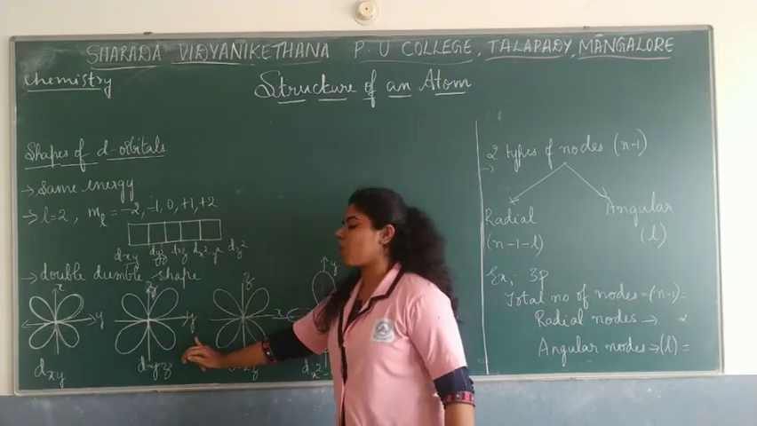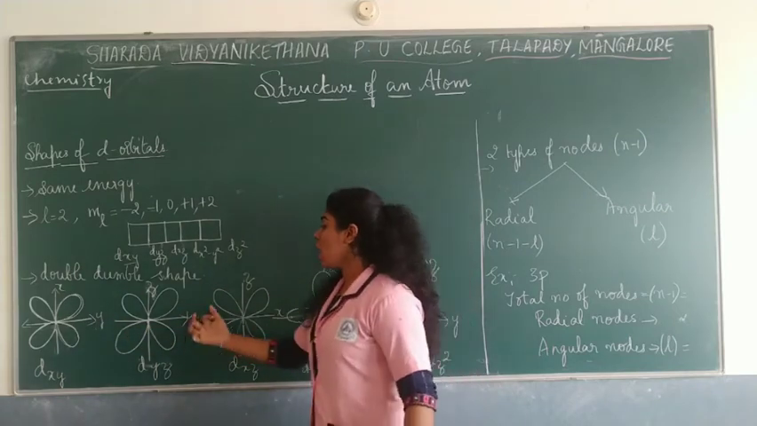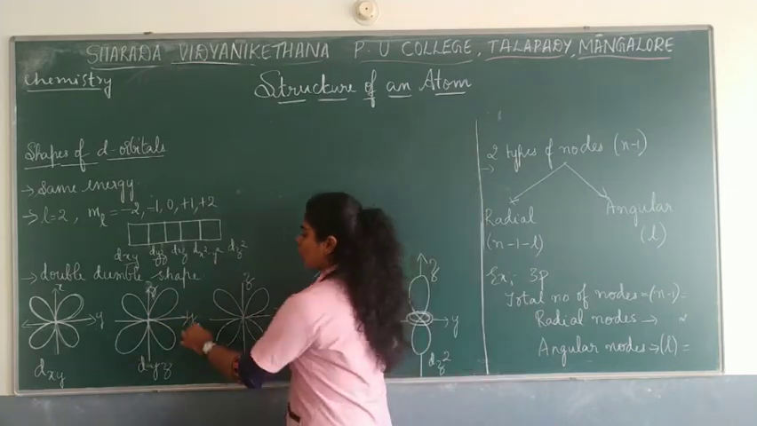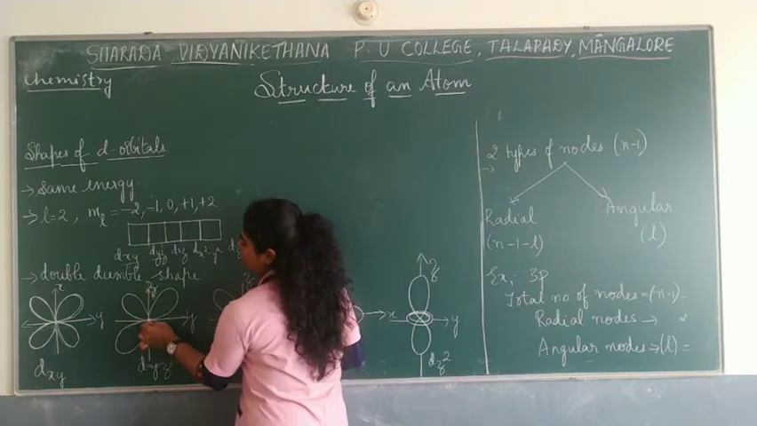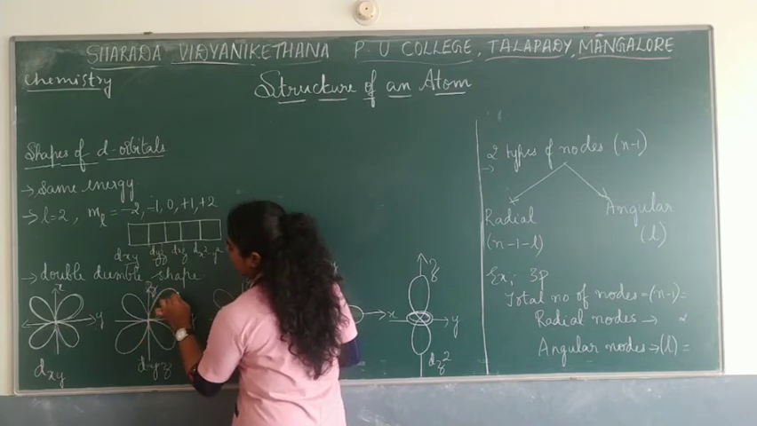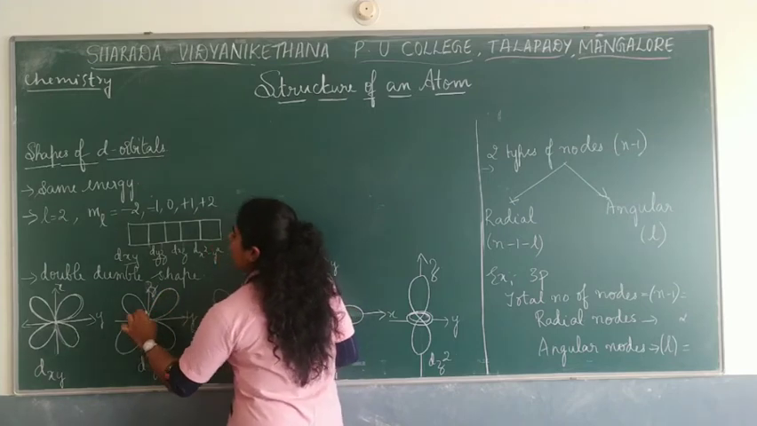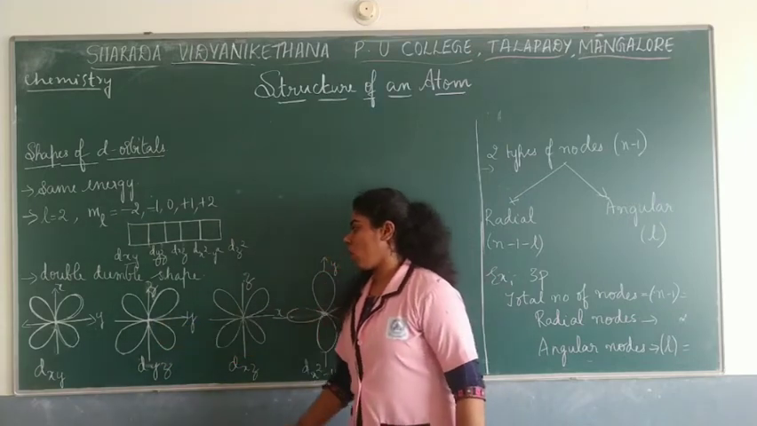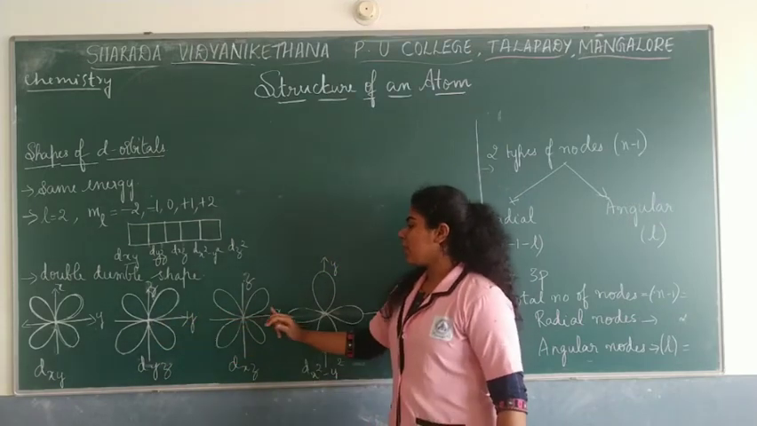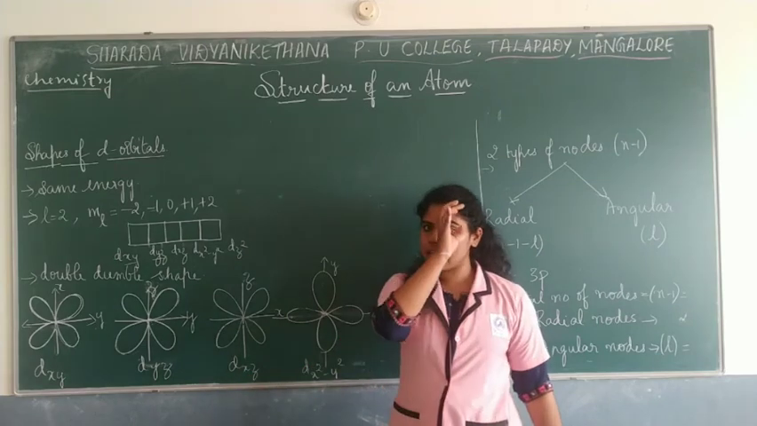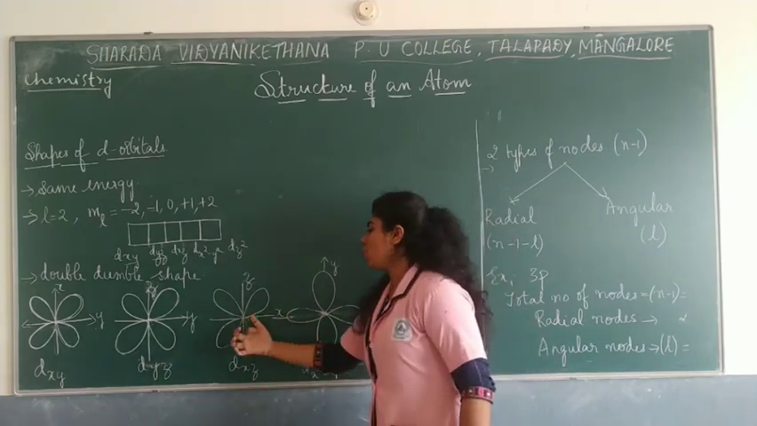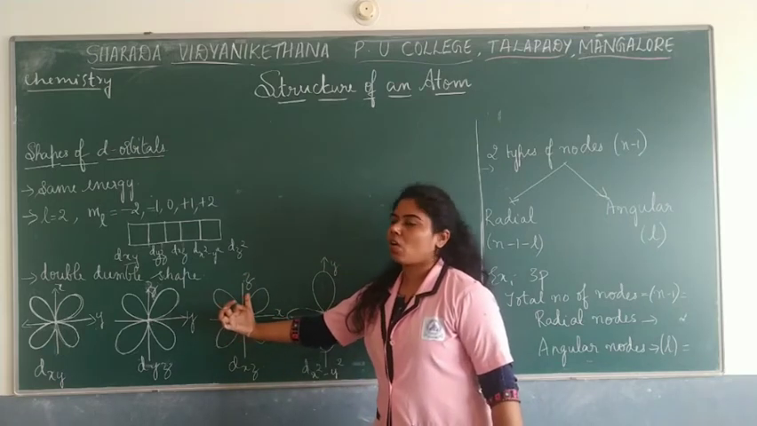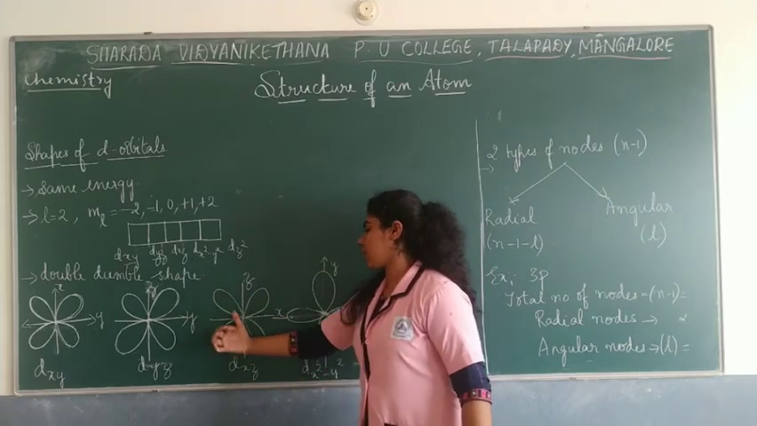If you have to take dyz, which axes do I have to take here, which 2 axes? y as well as z. So when y as well as z is taken, you draw the lobes in between y and z, and the other lobe which intersects this double shape. The next one which we are talking about is dxz, wherein the lobes pass in between z and x axis, and the other one will be intersecting.